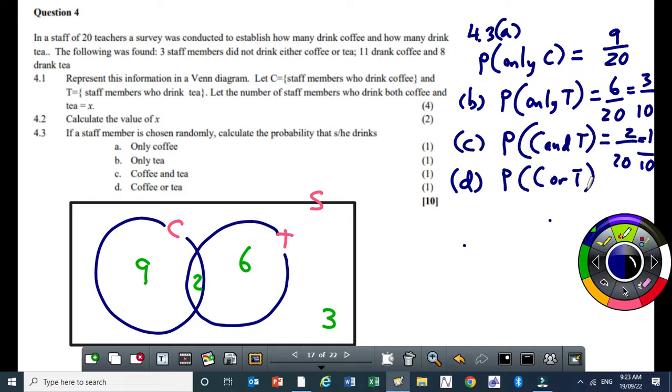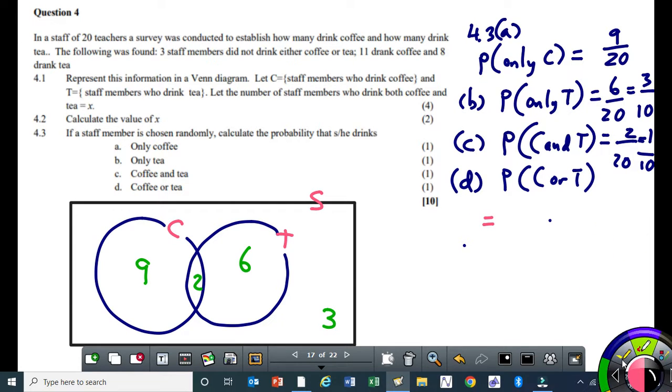Please be aware that when you say drink coffee or tea, we have got 3 possibilities. We have those who drink coffee only, then those who drink tea only, plus those who drink both coffee and tea. Remember I told you that the word or in probability means and. So, the answer for this is going to be, I'm going to write it from the basics.